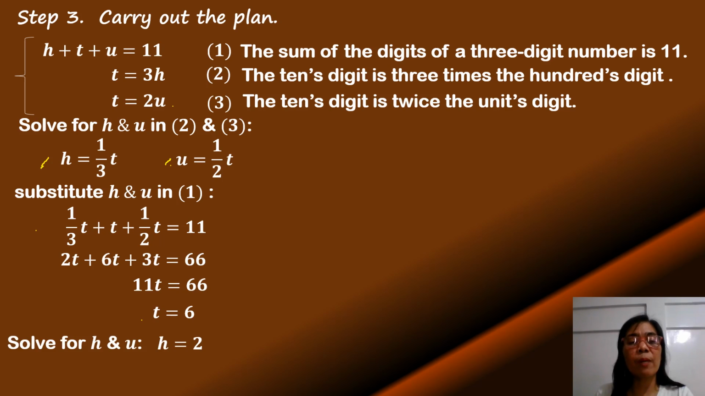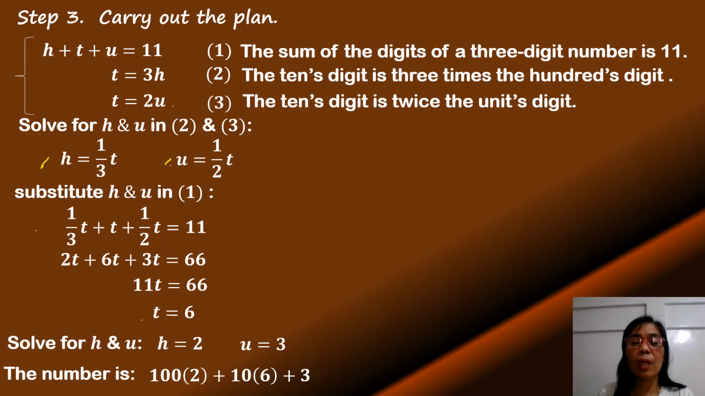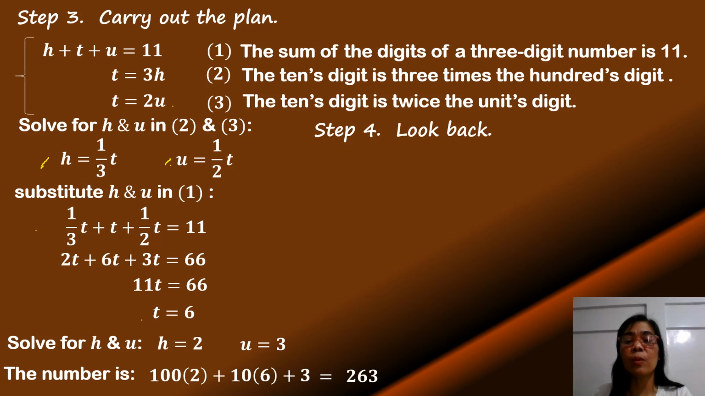So therefore, we have now h is equal to 1/3 times 6, or that is equal to 2, and u is equal to 1/2 times t, which is 6, so 1/2 of 6 is equal to 3. So we therefore have the 3-digit number, which is 100h plus 10t plus u, now equal to 100 times 2 plus 10 times 6 plus 3, or that is 263.